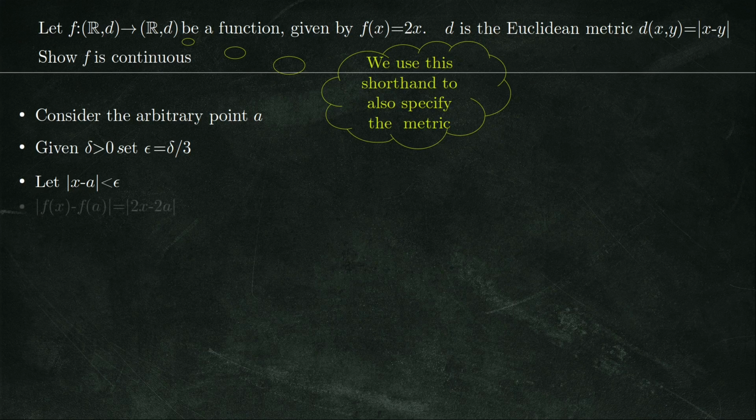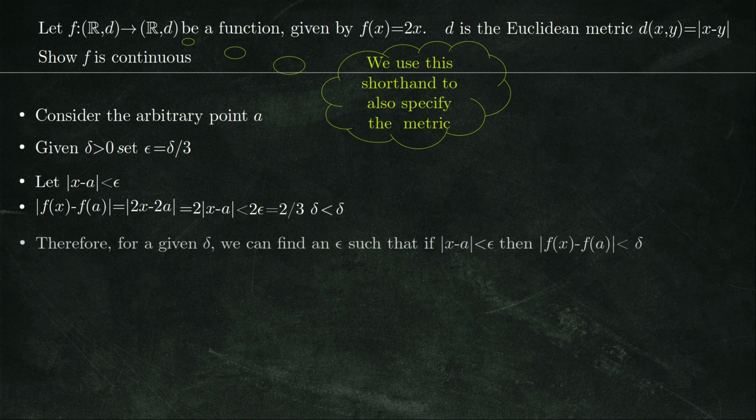So now to show it's continuous, we want to show that |f(x) - f(a)| < delta. So f(x) - f(a) is equal to 2x - 2a, which is 2(x - a). Now this is less than 2 epsilon, which is equal to 2/3 of delta, which is less than delta. So what we have shown here is, for a given delta, we can find an epsilon such that if |x - a| < epsilon, then |f(x) - f(a)| < delta.